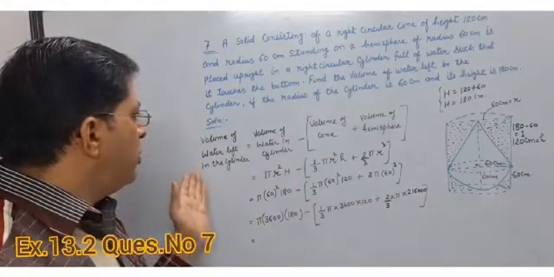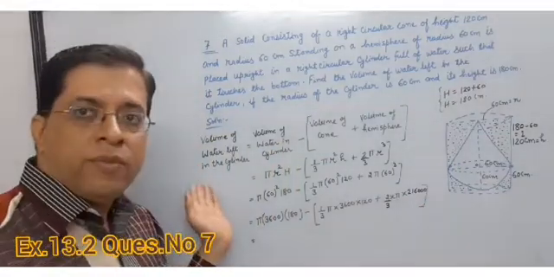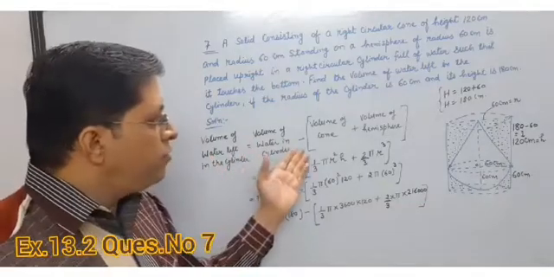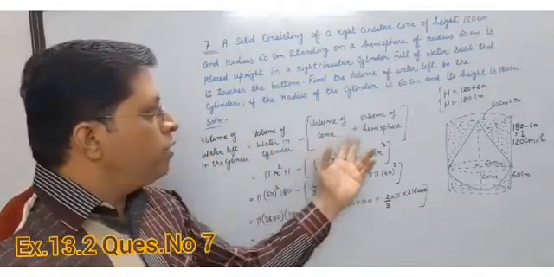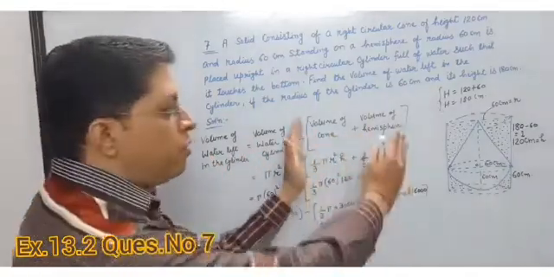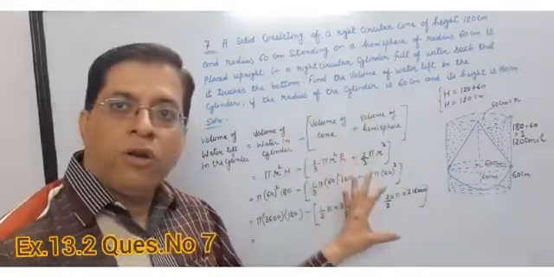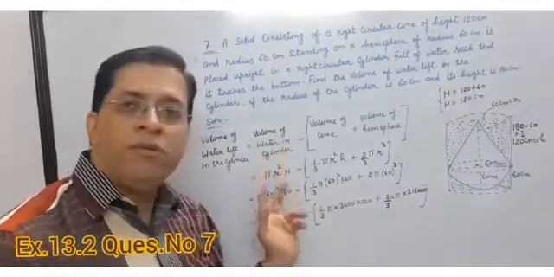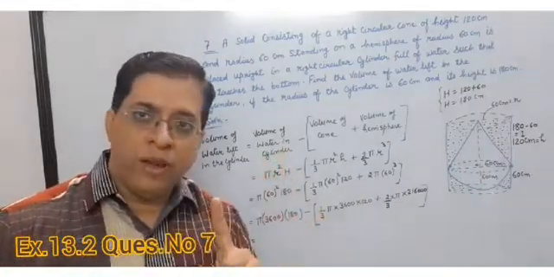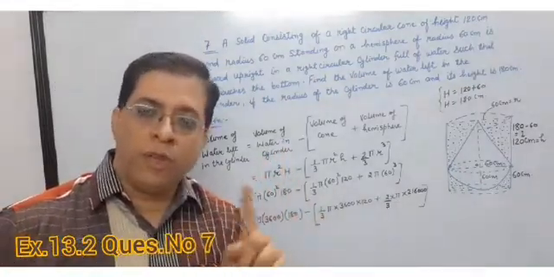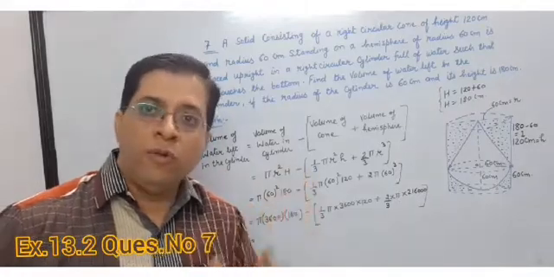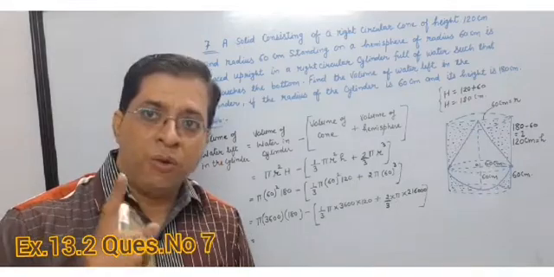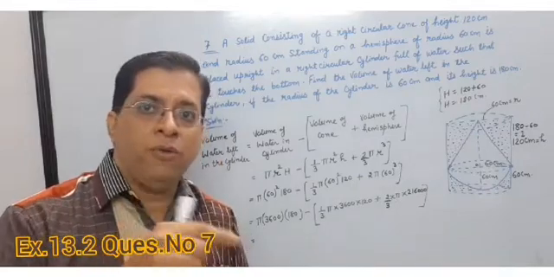So volume of water left in the cylinder will be equal to volume of cylinder minus volume of cone plus volume of hemisphere. Separately, you take out its volume, at last we have to subtract. So what is the volume of cylinder? Pi r square h. Volume of cone, 1 upon 3 pi r square h. And volume of hemisphere, that is what? 2 upon 3 pi r cube.